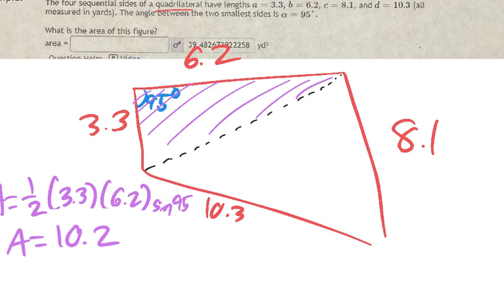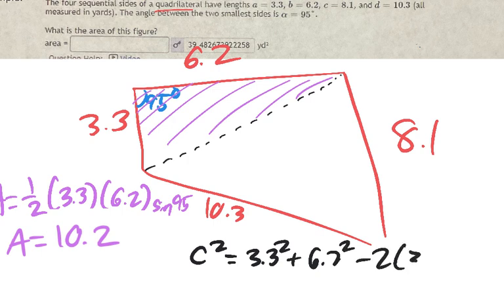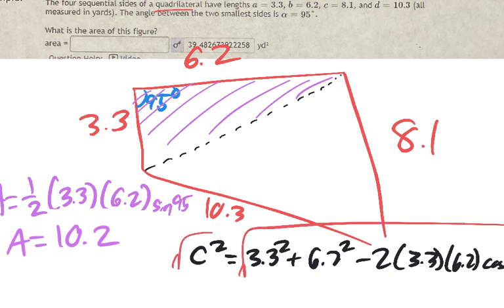Okay, everybody good with this? Now let's find the missing side length using the law of cosines. So I'm going to go c squared equals 3.3 squared plus 6.2 squared minus 2 times 3.3 times 6.2 times cosine of 95. And now I have to take a square root, so I'm going to type in my calculator the square root of all of that.